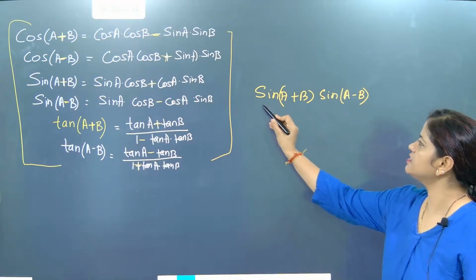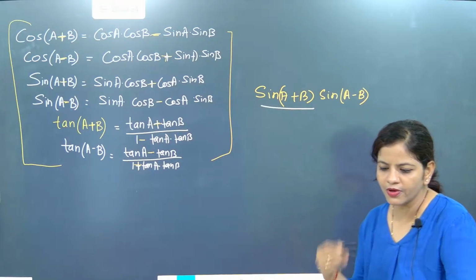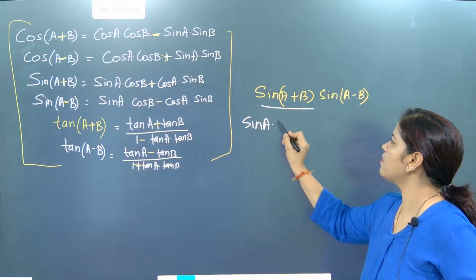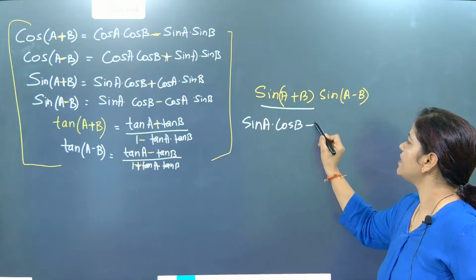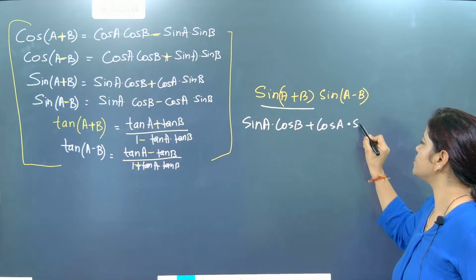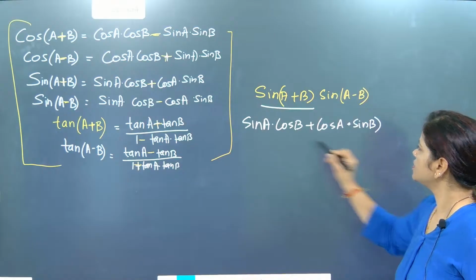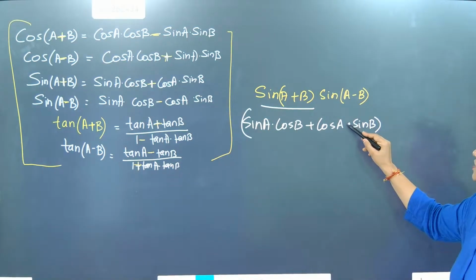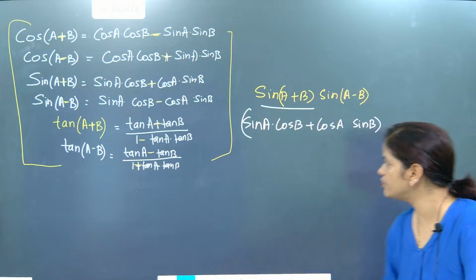So now beta, what is the formula? Just now I taught you the formula. Remember this one. It will become sine A cos B plus cos A sin B. Just remember this one simple technique we will do. So this was our formula. Now here this is multiplication only. So now don't confuse with this.